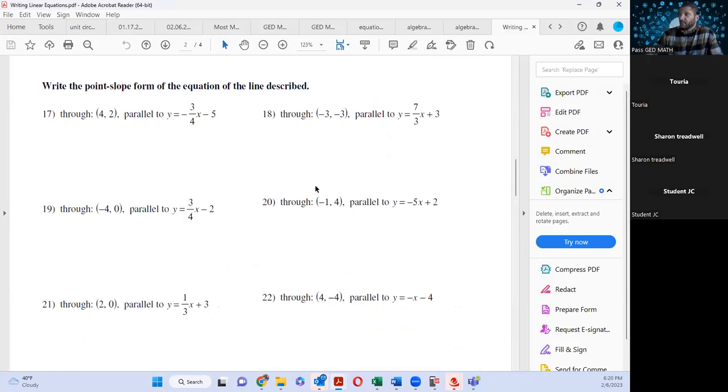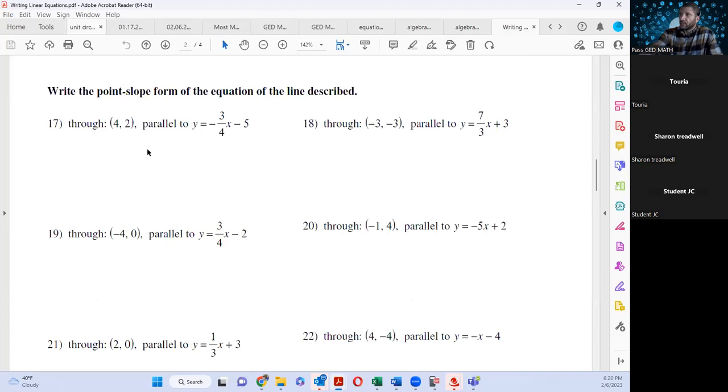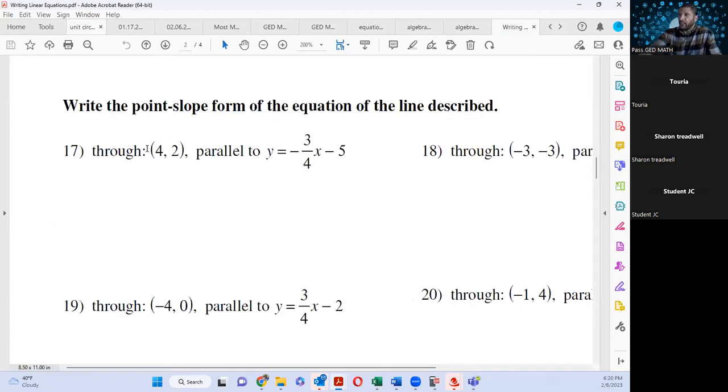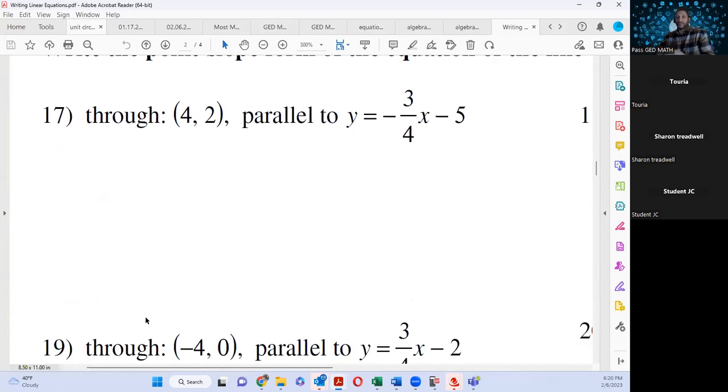Okay. So let's try one parallel and one perpendicular. We're going to look at number 17. Can everybody see number 17? If you notice, they cut this short. What you're going to see is, what is the equation of the line that passes through 4, 2, and that's parallel to the equation y equals -3/4 x minus 5.